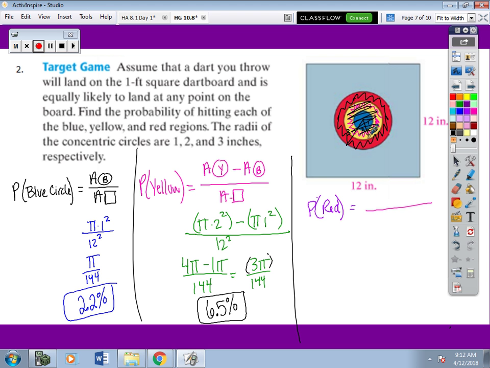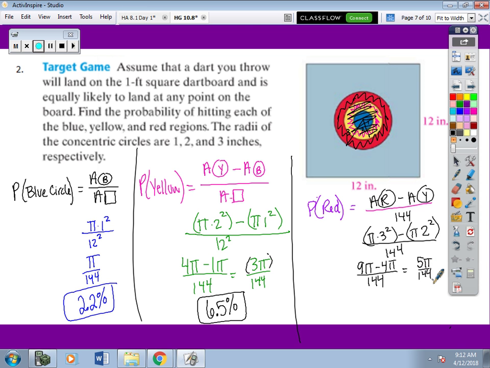So you're going to take the area of the red circle, and then you're going to subtract the whole yellow thing, which would just be pi times 2 squared, which is your radius. So this would be area of the red circle minus the area of the yellow circle, all over our dartboard, which is 144. We figured that out enough. So this one will be pi times 3 squared minus pi times 2 squared. Yellow has a radius of 2. So that's 9 pi minus 4 pi, which will get me 5 pi. Divide those and then multiply by 100, and we should get, I believe, 10.9%.